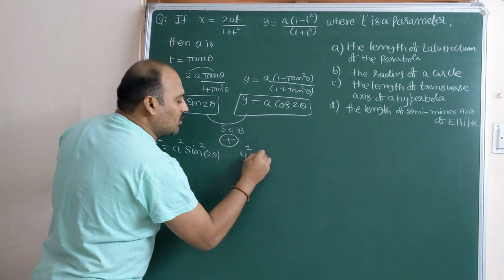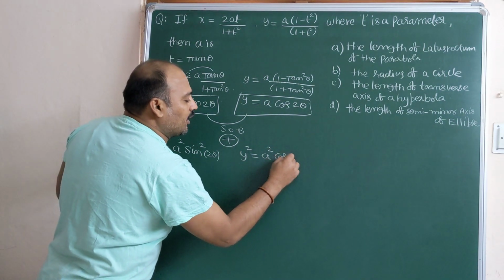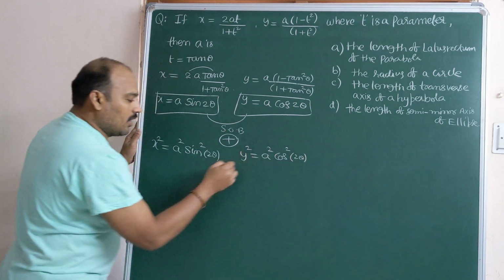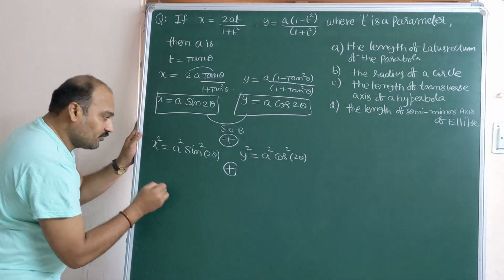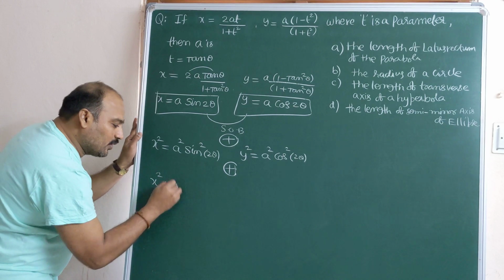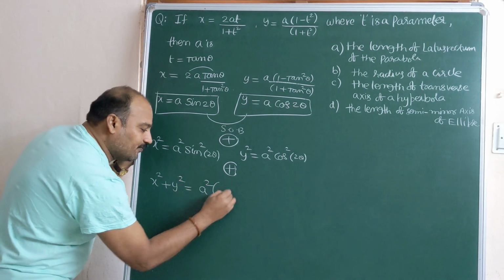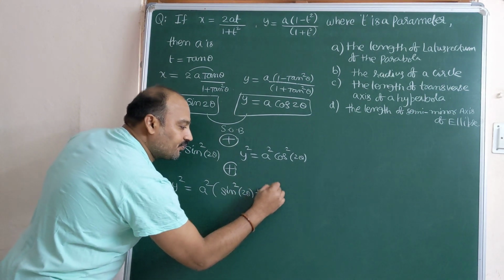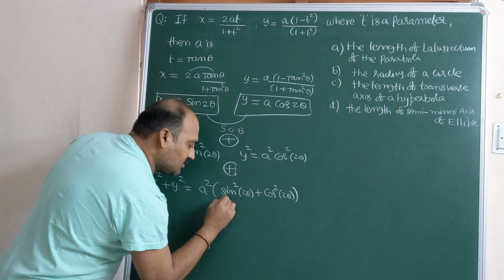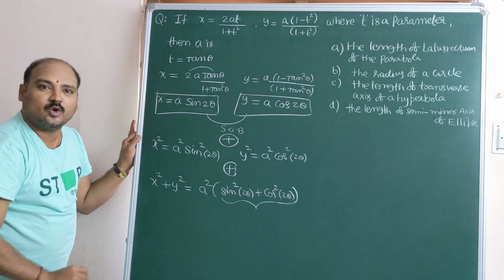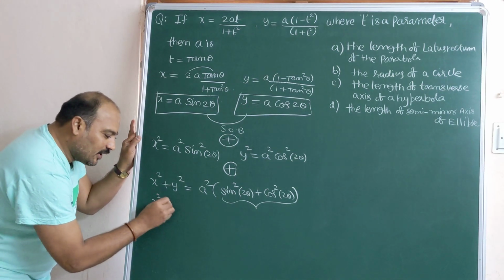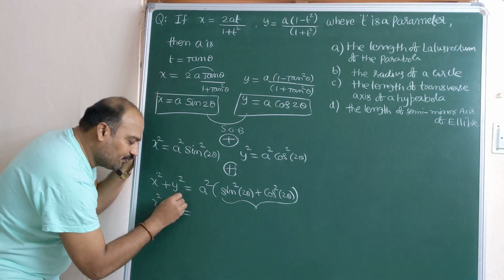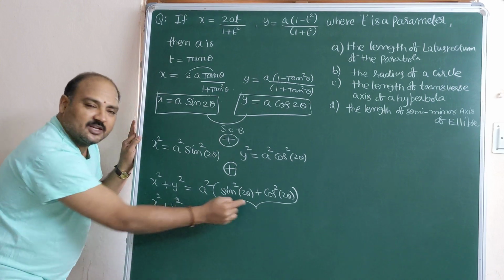y square is equal to a square cos square 2 theta. Adding both equations, x square plus y square is equal to a square times sin square 2 theta plus cos square 2 theta. Sin square theta plus cos square theta value is 1 only, no? So x square plus y square equals a square, since this value is 1.